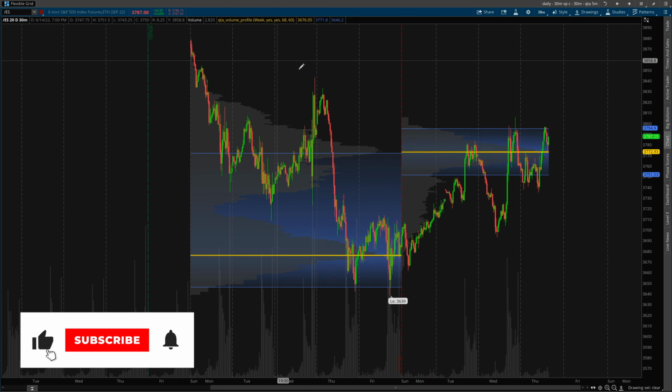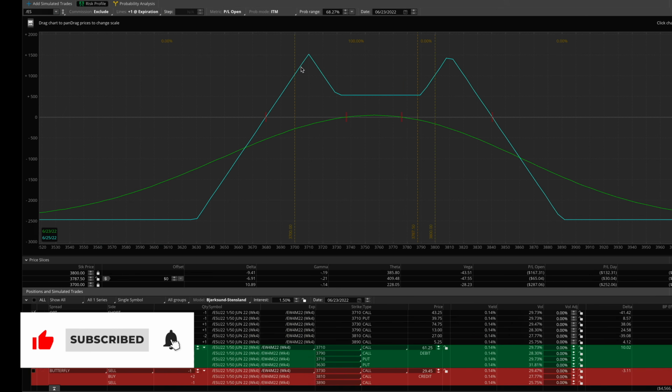As we jump back to the chart here, actually, I think that's good enough. I need to prepare. The market opens in 15 minutes.